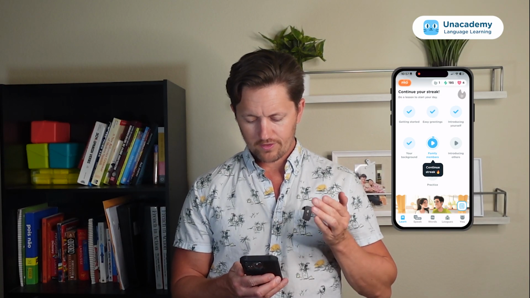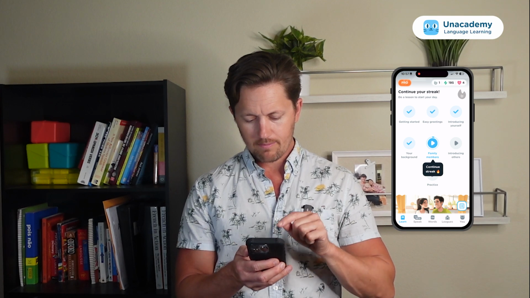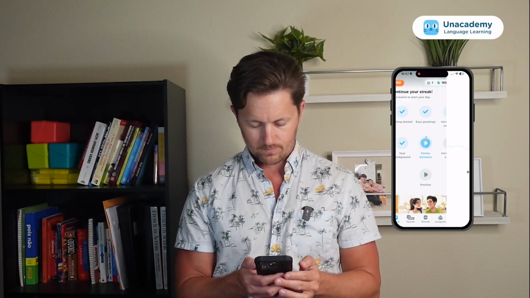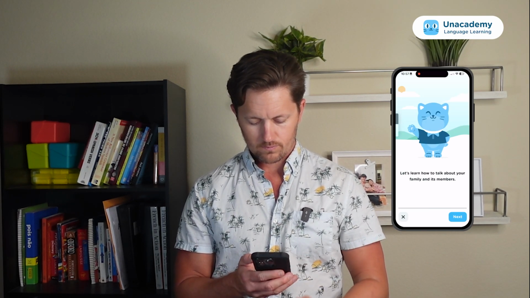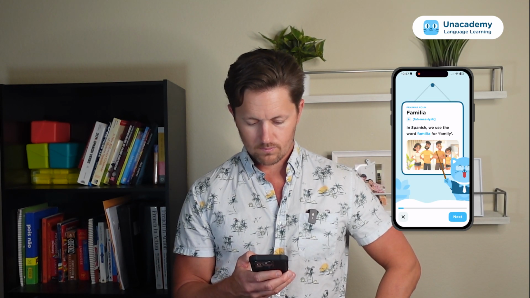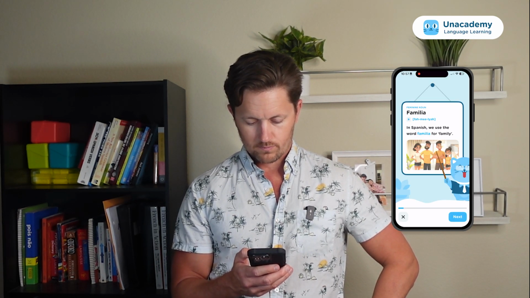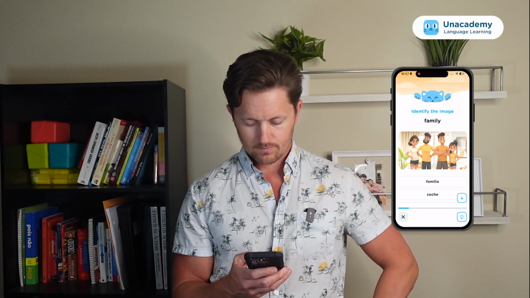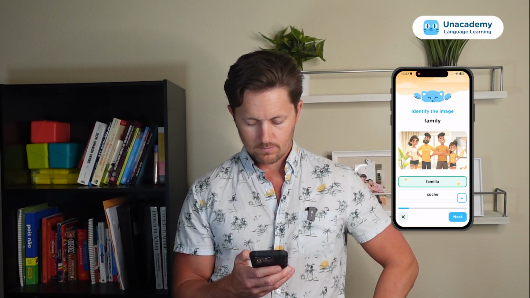In today's lesson, we're going to continue our streak by looking at family members. Let's learn how to talk about your family and its members. Familia. In Spanish, we use the word familia for family. Familia.